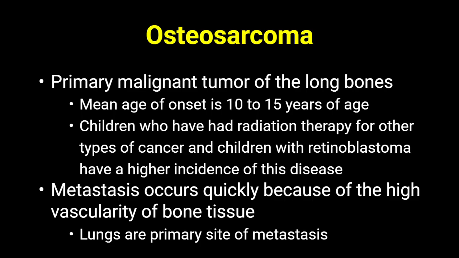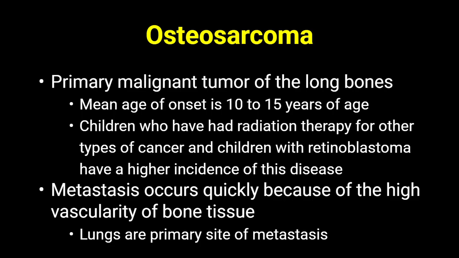monitoring neurovascular status following orthopedic surgery, promoting mobility through physical therapy, supporting body image and emotional adjustment, particularly if amputation is required, and educating families about chemotherapy precautions, infection prevention, and follow-up care. For adolescents, the diagnosis can be emotionally devastating because it often occurs during a period when body image, independence, and peer relationships are especially important. Psychosocial support for both the child and family is therefore an essential part of nursing care.